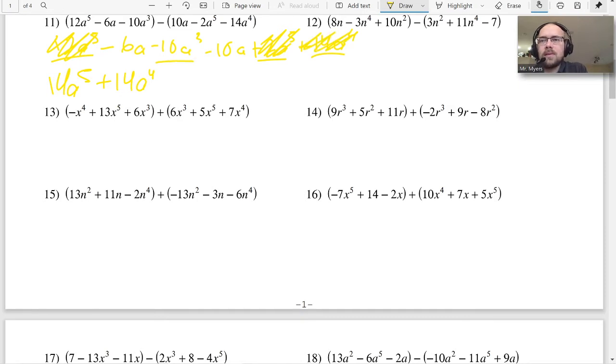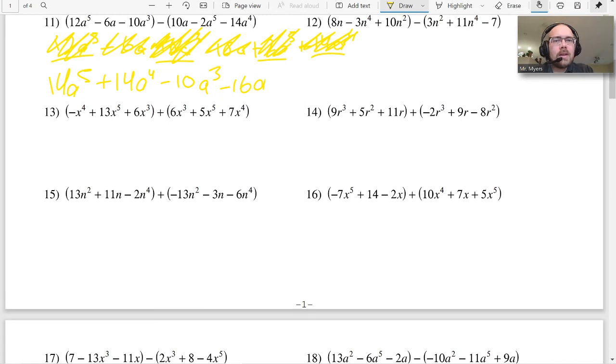There's only one -10a to the 3rd power there as well, so that combines with nothing. It does not have a partner. These two do, though. They're both just a's, right? Just a, no powers, power of 1. So minus 6 and minus 10, we add the negatives, minus 16a. And we got them all.